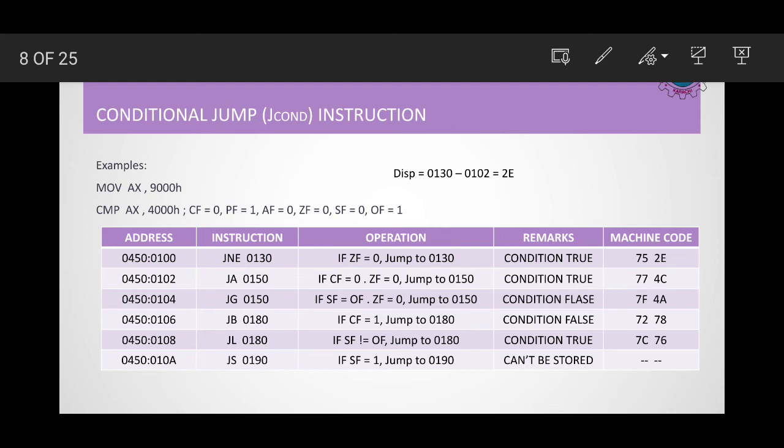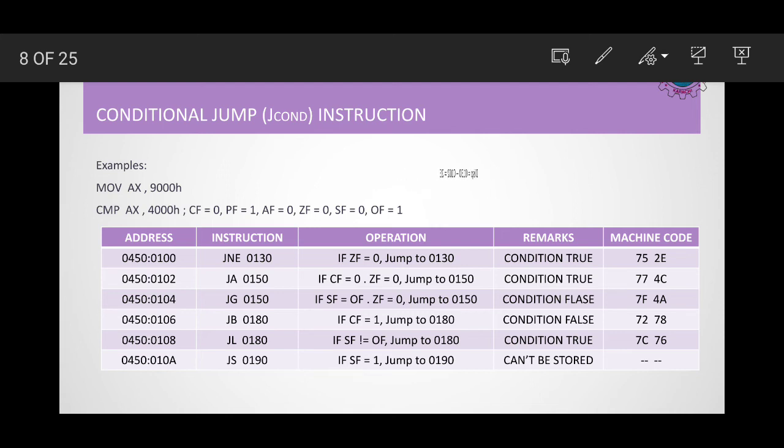Operation of this instruction is if zero flag is equal to 0, jump to 130, and here the condition is satisfied as zero flag has logic 0. So for our example, the condition for the JNE instruction is satisfied, so the jump will occur. Now we are going to discuss the second instruction, JA 150, that is written at 102 offset.